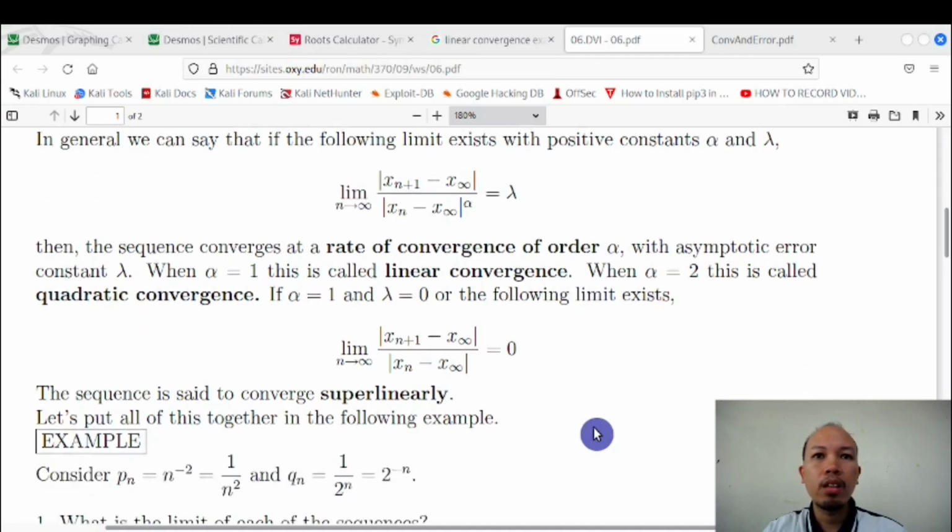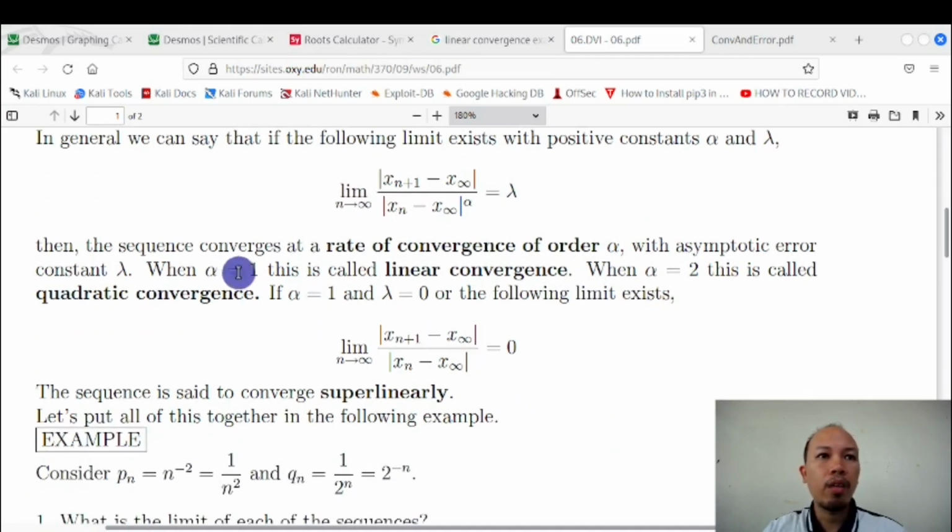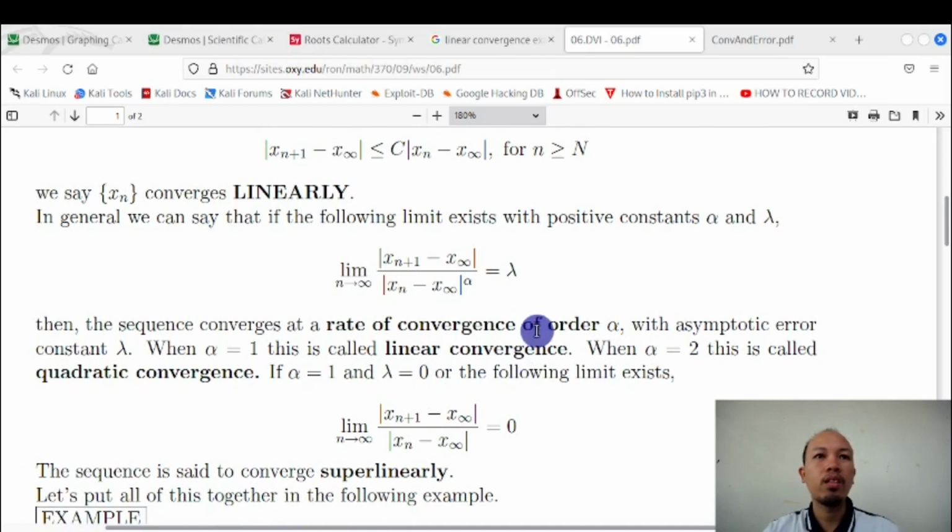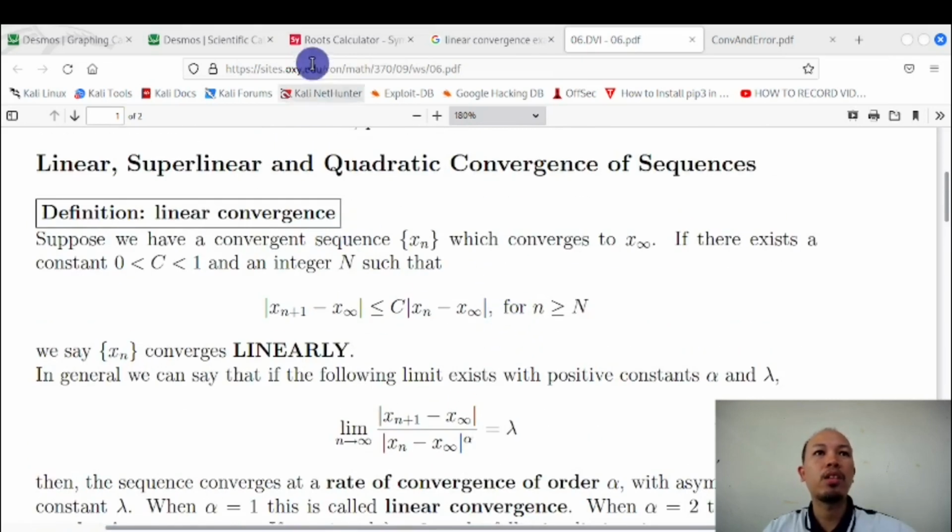And it says here, if alpha is equal to 1, we have linear convergence. Alpha is equal to 2, we have quadratic. And also, if alpha is equal to 1 and our lambda is 0, then the sequence converges superlinearly. Okay, so this is another definition.